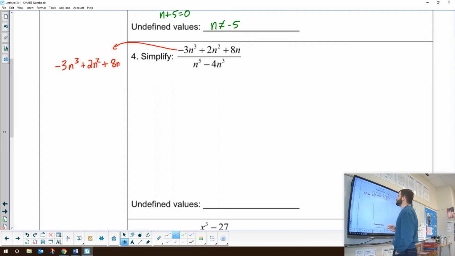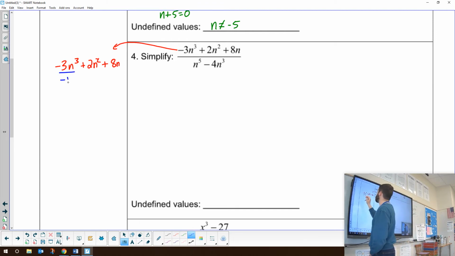Okay, first step, look for a GCF. And in this case, remember, we don't want to have a negative in front. So we're going to factor everything out by a negative, but everything also has an n in common. So we're also going to factor everything out by an n. So I'm going to factor this out, each one by negative n. And that's going to give me out in front negative n times n squared minus 2n minus 8.